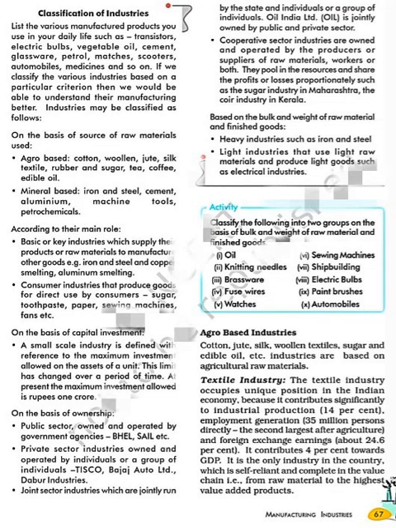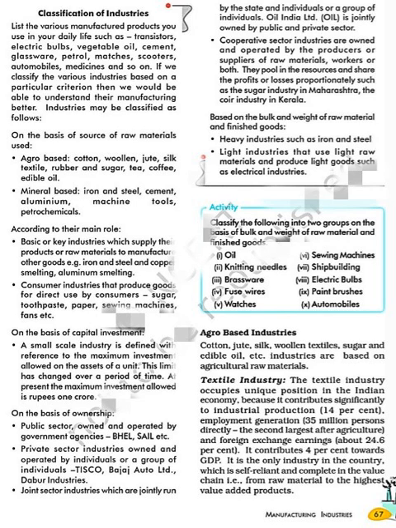So students, now moving to page 67 of your book. Here the topic which we have to discuss is classification of industries. If we see the first classification, it is on the basis of source of raw material. The classification can be agro based, like cotton, woolen, jute, silk, textile, rubber, sugar, tea, coffee, edible oil. All the raw material of these industries comes from agriculture, so in that sense, this industry is agro based.